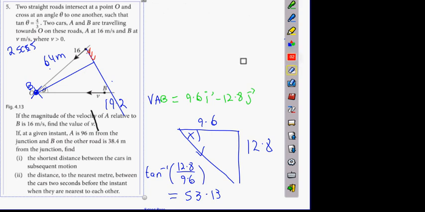Would everybody agree that if I drew a line going up here, that is an alternate angle? Yeah? So this angle here, where the 16 comes down this way, is tan inverse 5 over 3. What did we say tan inverse 5 over 3 was again? Anybody tan inverse 5 over 3 for me? What do we get? 53.13, okay? So that's 53.13.